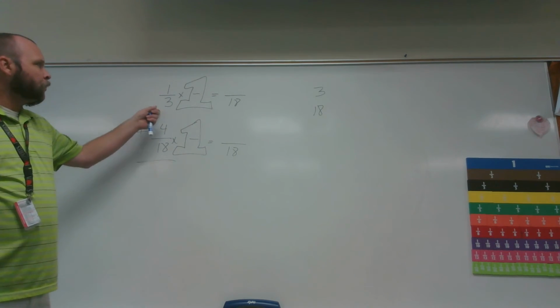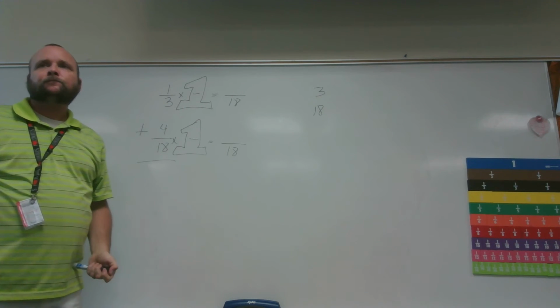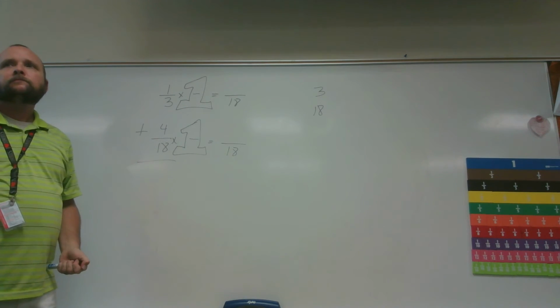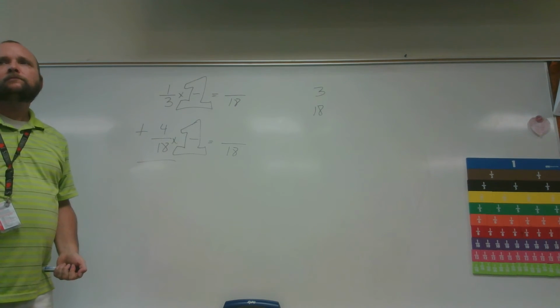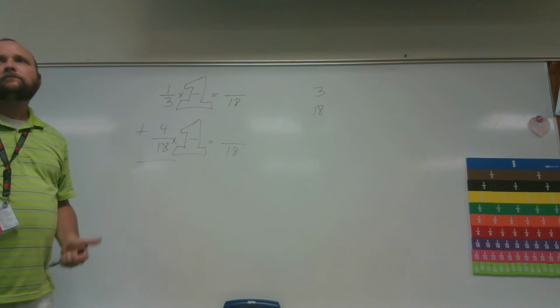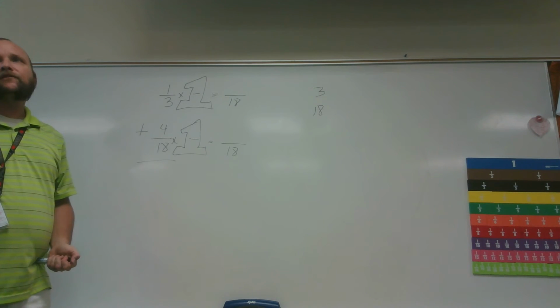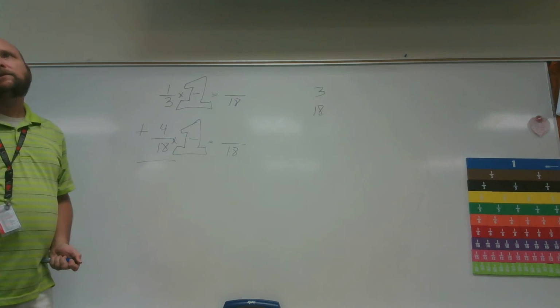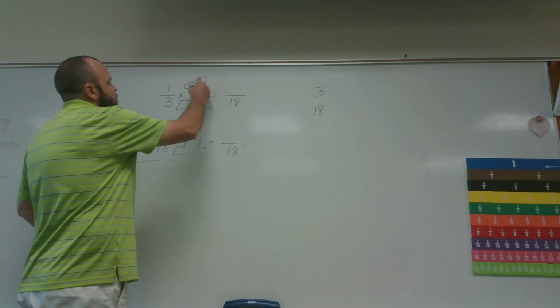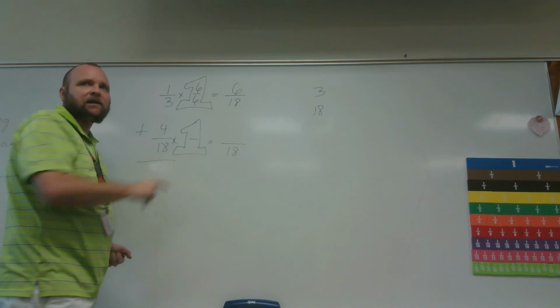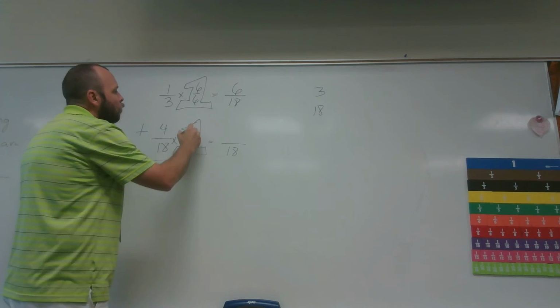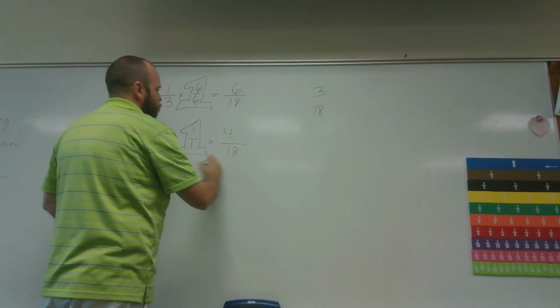All right, Addie, 3 times what is 18? 3, 6, 9, 12, 15, 18. 6. And so that gives me a 6 there. 18 times what is 18? 18 times 1. Good. And that's a 4.